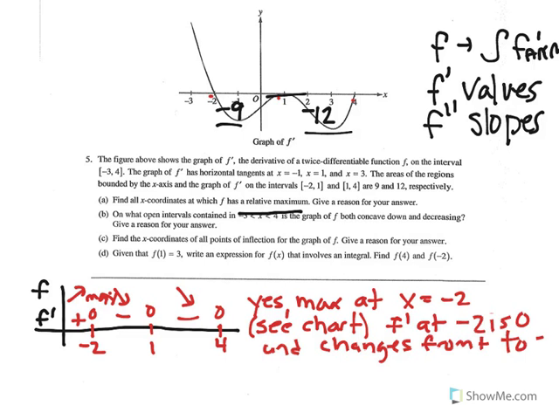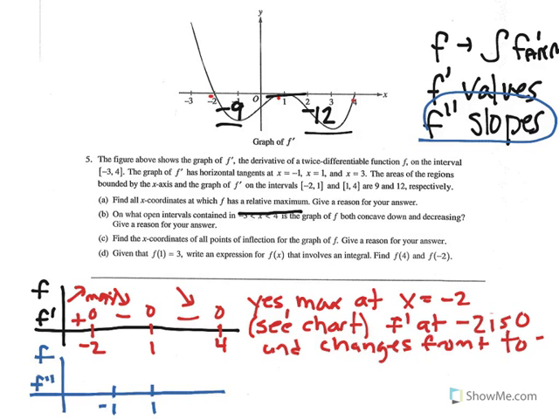Next it asks, on what open intervals is the graph both concave down and decreasing? Well, concavity is going to come from the second derivative. So I'm going to make another number line graph. F double prime is the slopes of this graph. Where is the slope equal to 0? That would be at -1, at 1, and at 3. The slopes before and after are negative, positive, negative, positive. That means the concavity of our f graph is down, up, down, up.